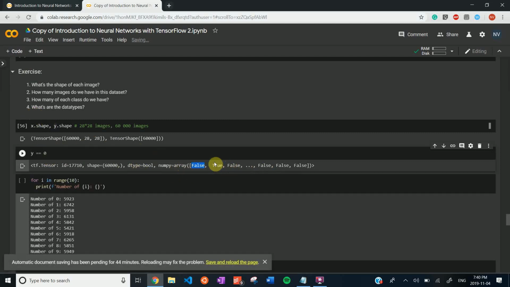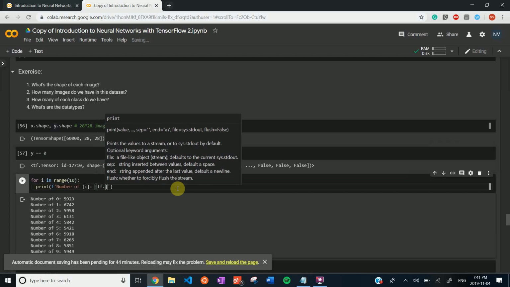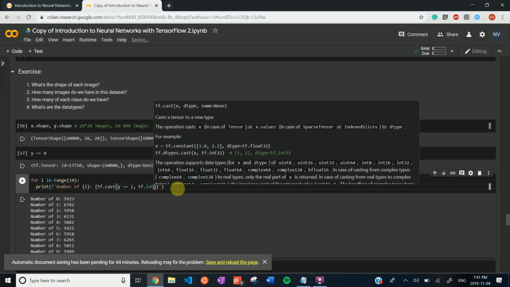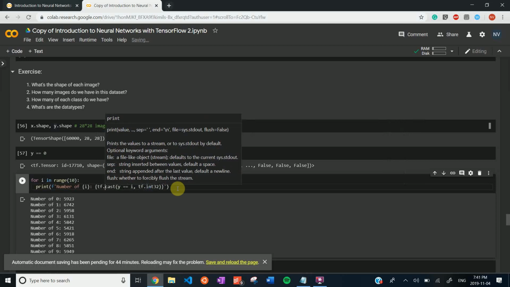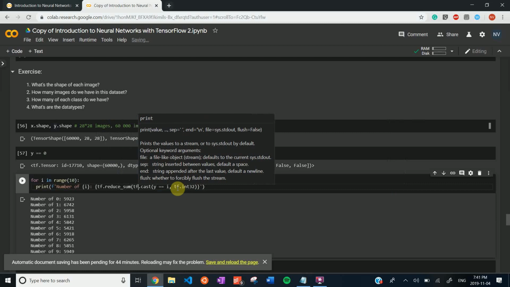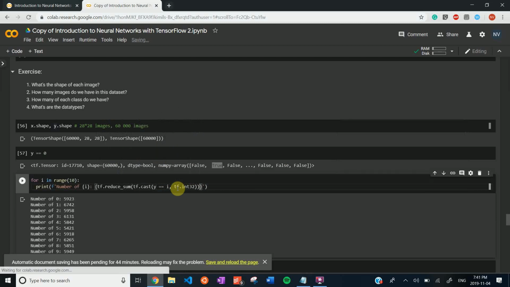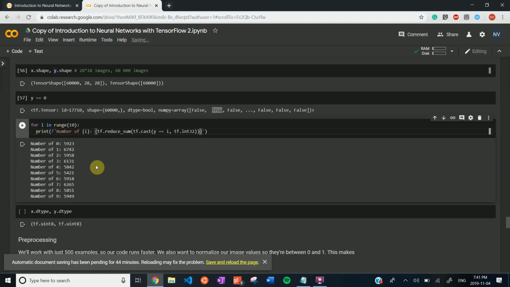For example, we know that the second example in this training set is actually a 0. And so what we're doing here is casting this Boolean array into integers. Then all we want to do for each one is take the sum of how many of those there are. And yeah, you can see that it's pretty balanced. There's about 6,000 of each, which is good.